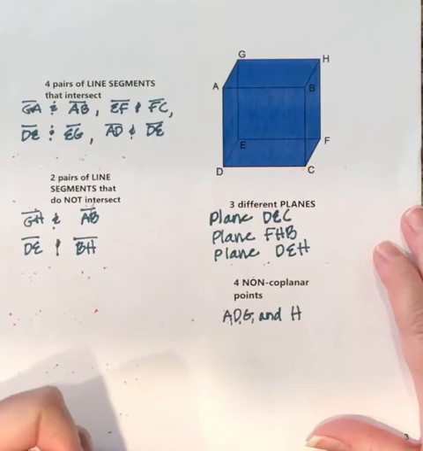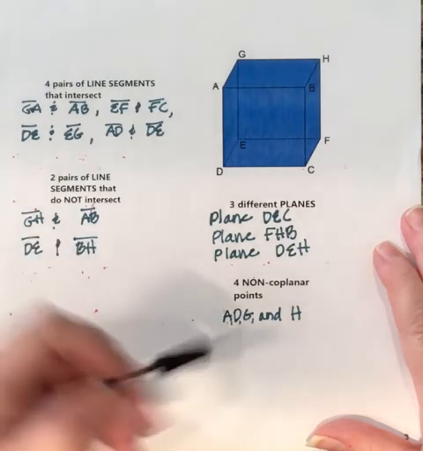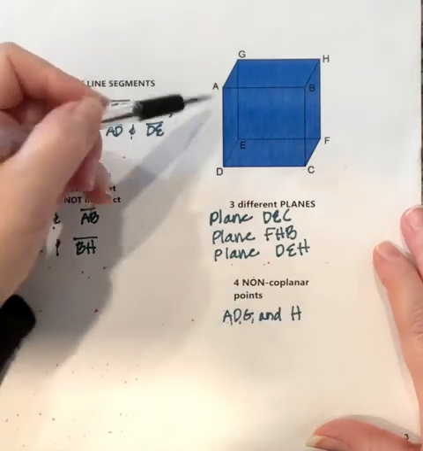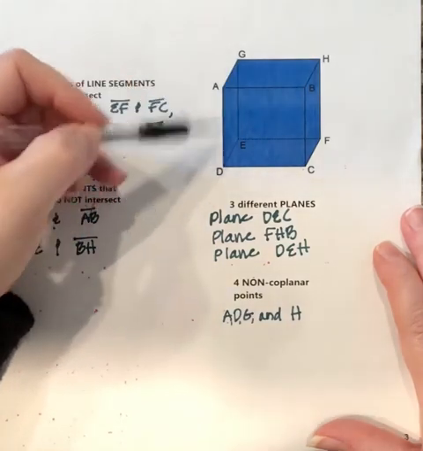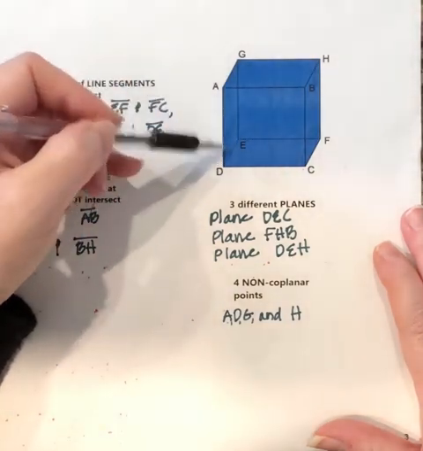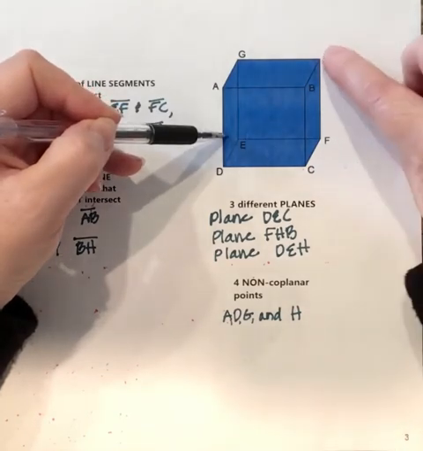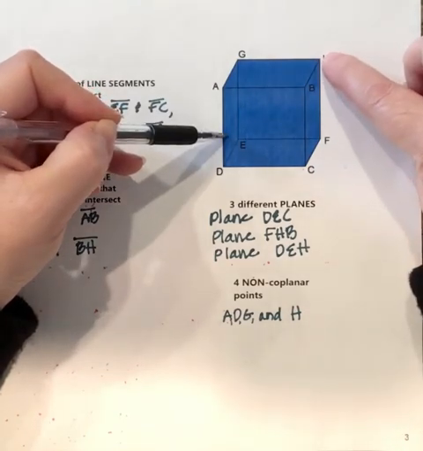Then 4 non-coplanar points, that's 4 points not on the same plane. Well, being that through any 3 points is a plane, the easiest thing to do when you have to identify this is just find a plane, name 3 letters on it, and then pick a 4th letter that's not on that one. So I just happen to choose ADG. If I look at ADG, I could think about that as the left side of the box. So I just picked H because H is definitely not on the left side of the box.